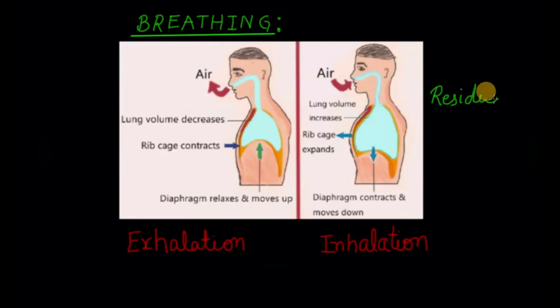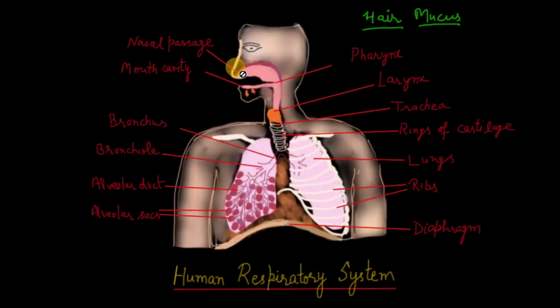But even during exhalation, all the air doesn't move out. Some residual air is always left inside, which ensures that sufficient time is given for the gaseous exchange. Now, air goes from the nostrils to the nasal passage, to the larynx, to the trachea, to the bronchus, to the bronchioles, to the alveolar ducts, then to the alveolar sacs; it reaches into the alveolar sacs.